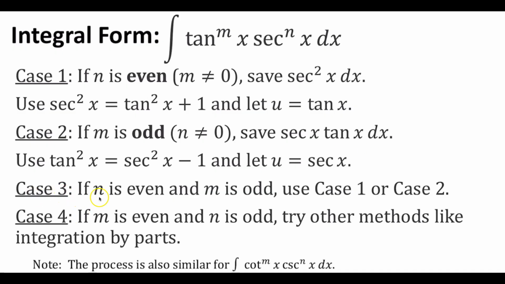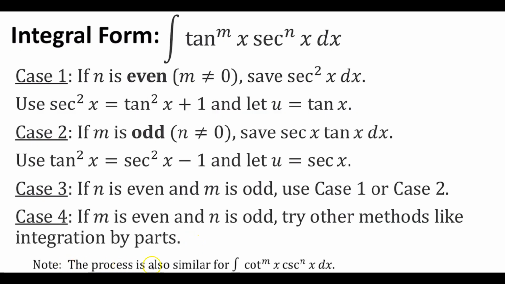In case 3, what if n is even and m is odd? If that's the case, you could use either case 1 or case 2. And finally, what if the opposite is true, m is even and n is odd? We have to try other methods, like possibly integration by parts.